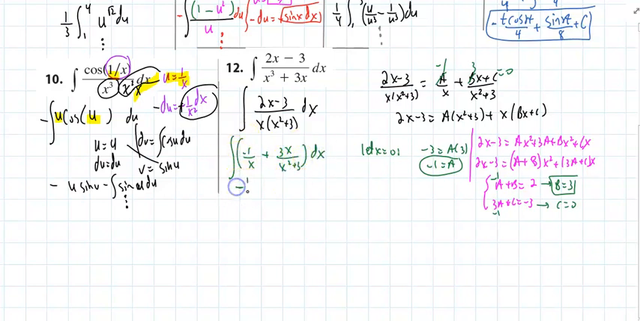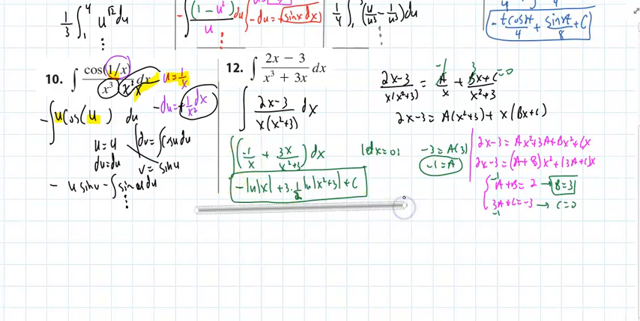That would be negative natural log of absolute value of x, and this will be 3 times 1/2 natural log of x squared plus 3. I don't need absolute value in the second log because that's always positive, but if you write that, I'll let it slide. So I have to stop here. This is 12.5 minutes. I'll continue on in the next video.